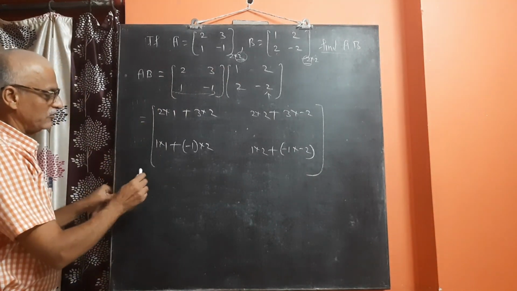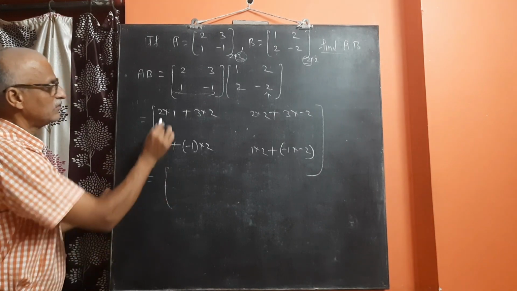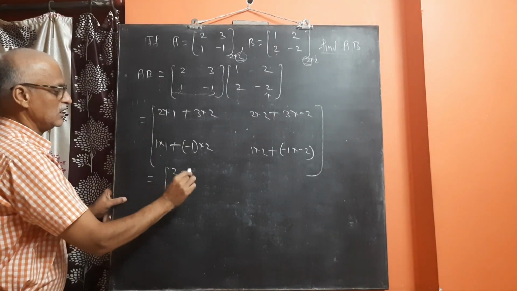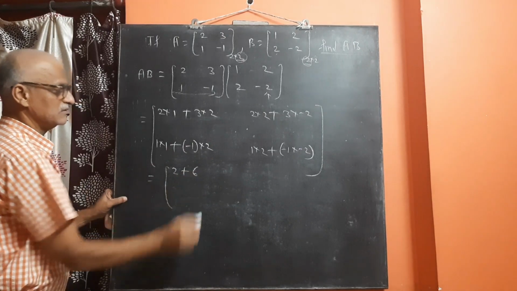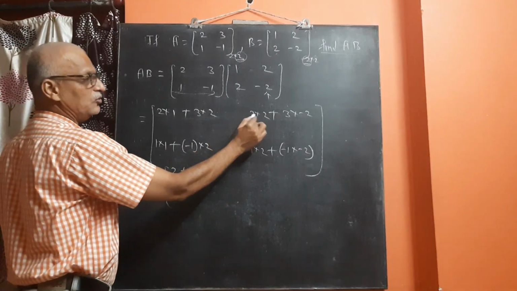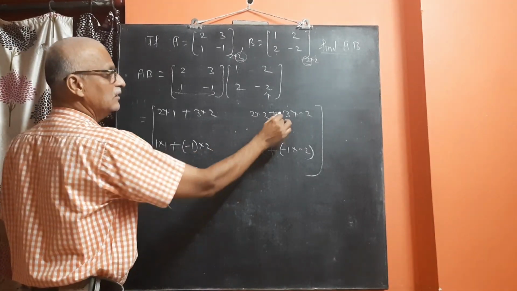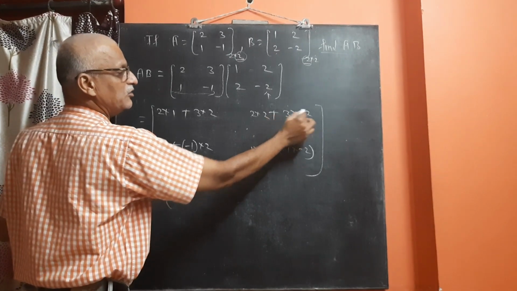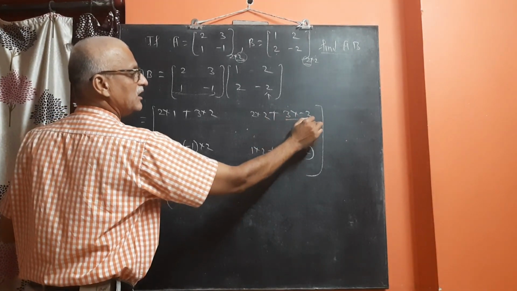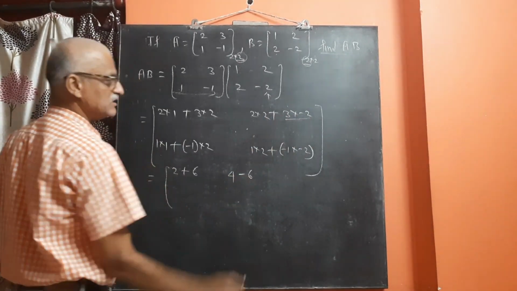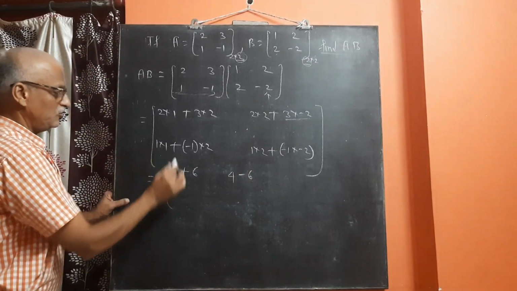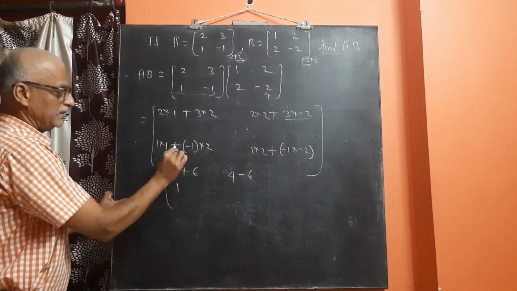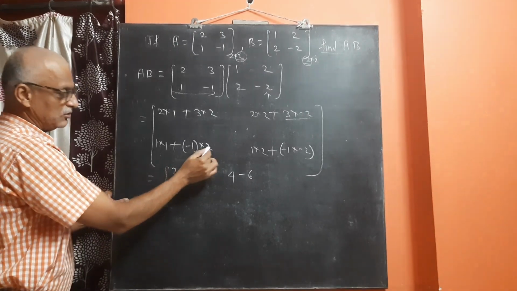Now let us see what we will get. This is equal to the matrix of 2 into 1, that is 2, plus 3 into 2, that is 6. Here 2 into 2, that is 4, plus 3 into minus 2, that is minus 6. 1 into 1 is 1, plus minus 1 into 2, that is minus 2.